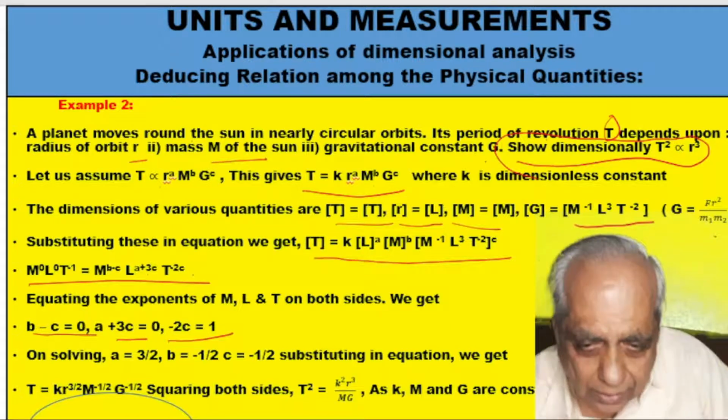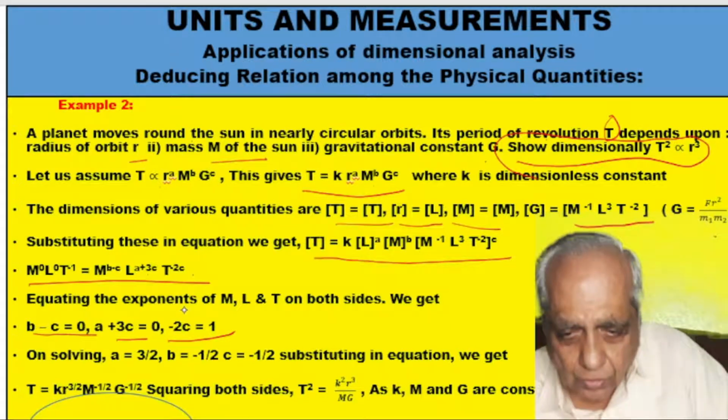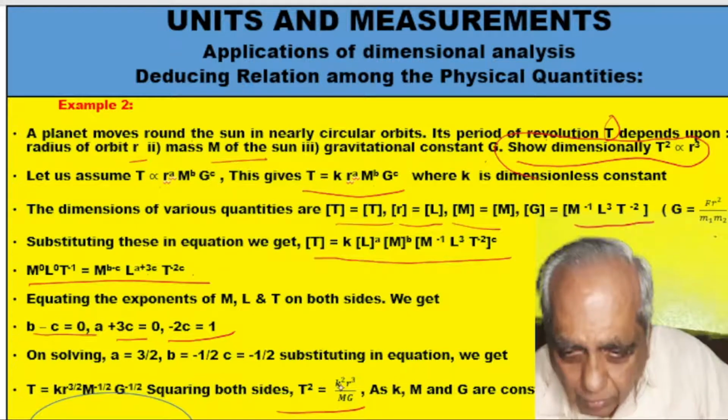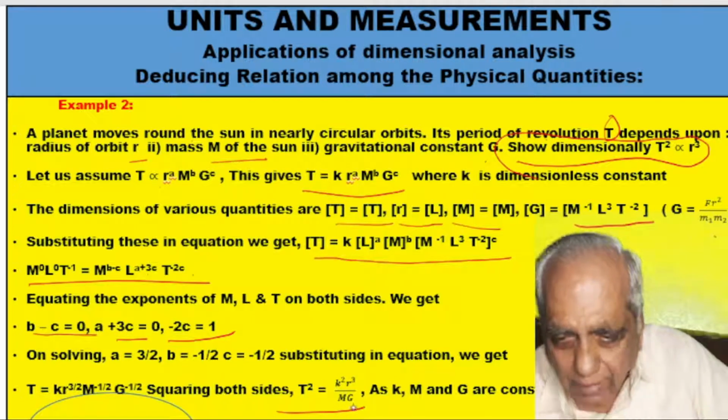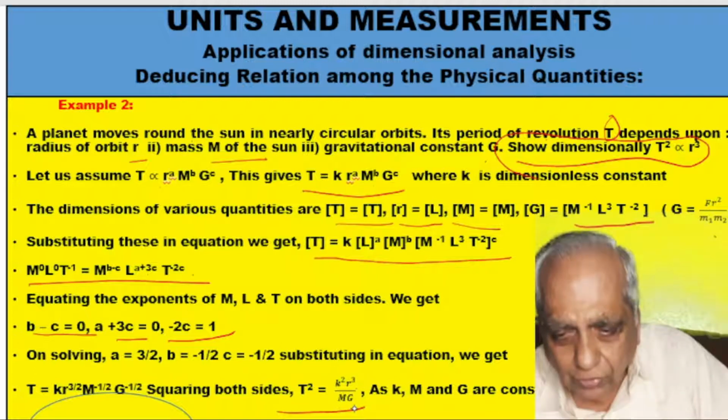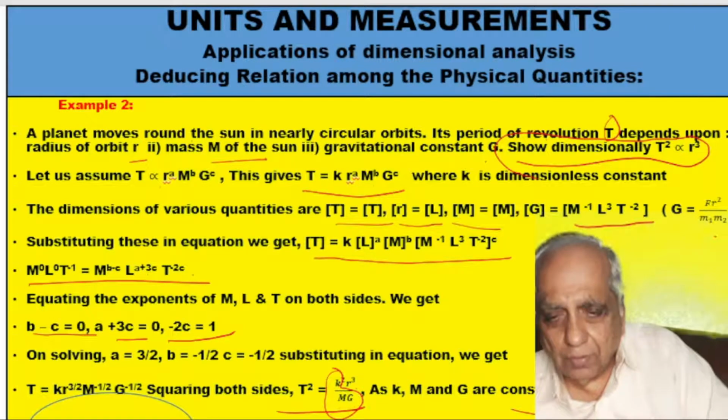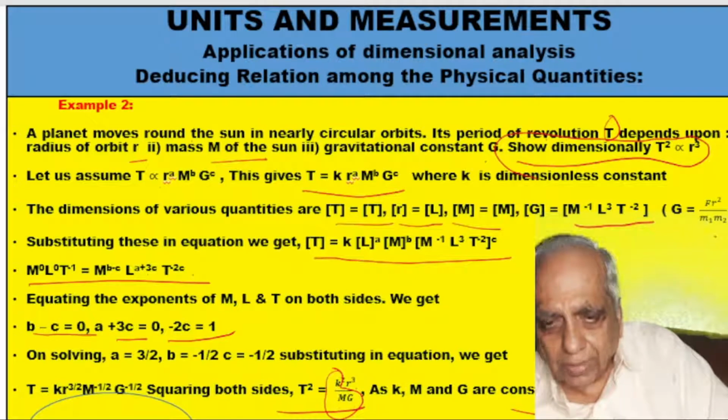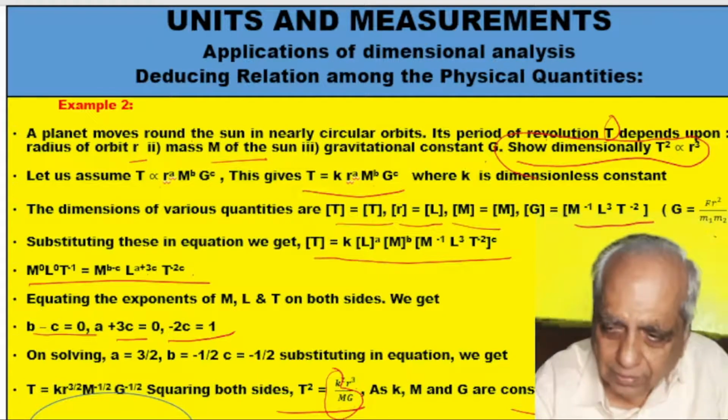Okay, so when I solve these equations, I will get the answers, and I can substitute here. So I will get this answer: t square is equal to k square r cube upon mg. So I can see that t square is proportional to r cube, because k is constant, mass of sun is constant, g is constant, all these three are constant. So t square is proportional to r cube. So I have proved it. Is it all right? This is quite simple to do.